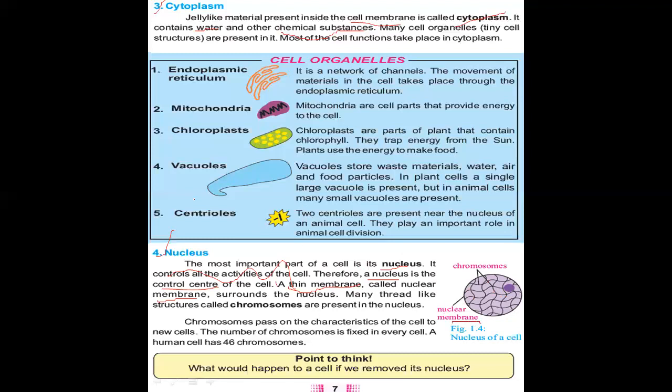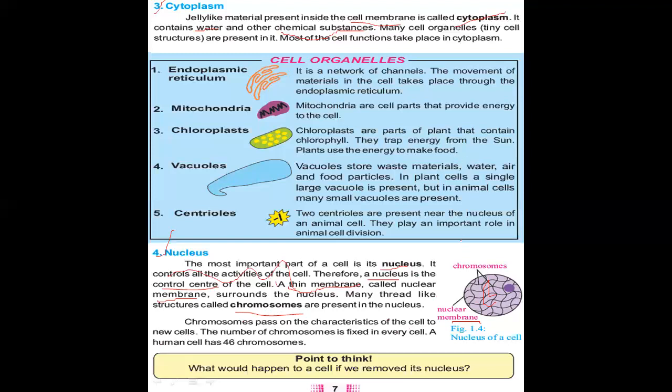Okay, the next one is many thread-like structures are present in the nucleus of the cell. They are chromosomes. Chromosomes, what are these? You see these thread-like structures? These thread-like structures are actually called what? Chromosomes. The chromosomes pass on the characteristics of the cell to new cells.